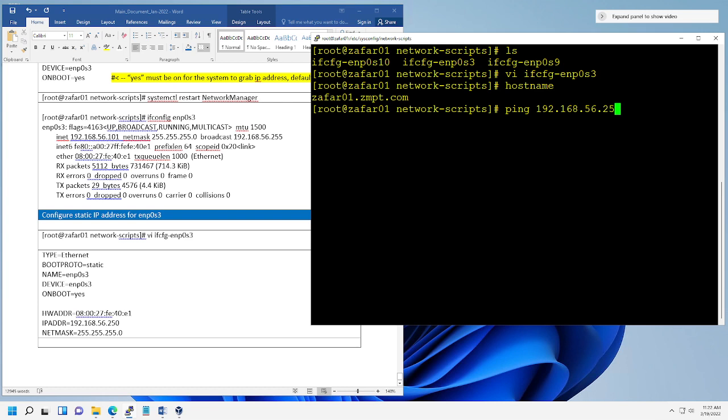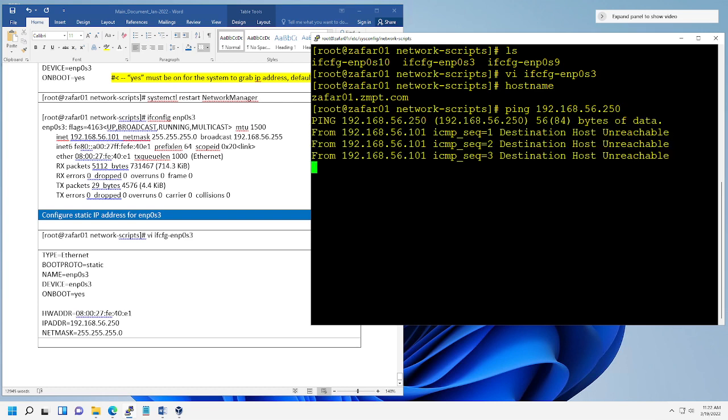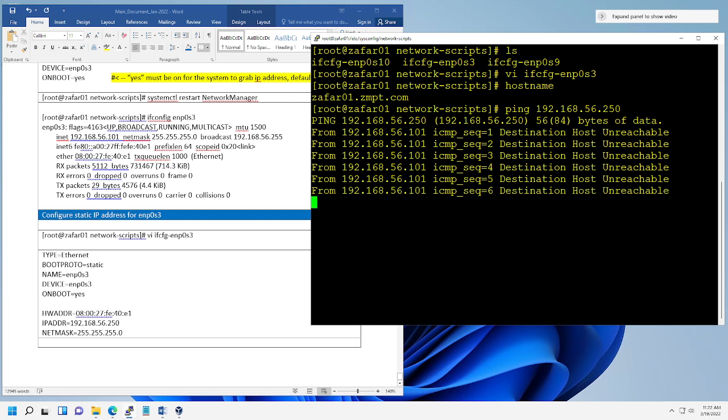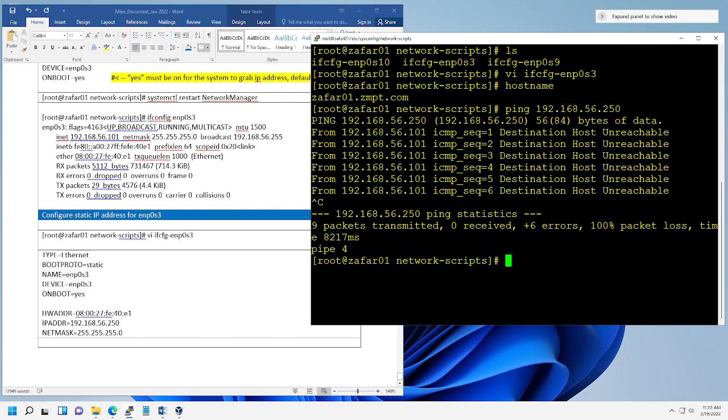One other thing you could do is ping 192.168.56.250 and hit enter. It's not pinging. It says here the destination host is unreachable. Do you agree? Okay, good. So that is one test you could do on your own before you assign it.